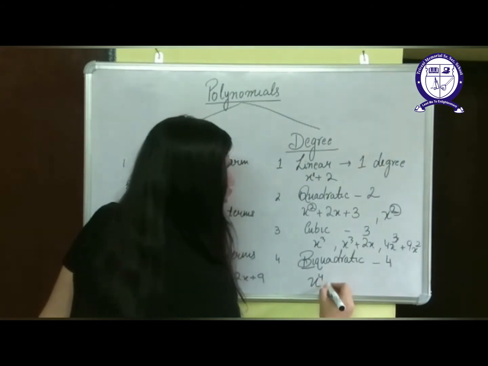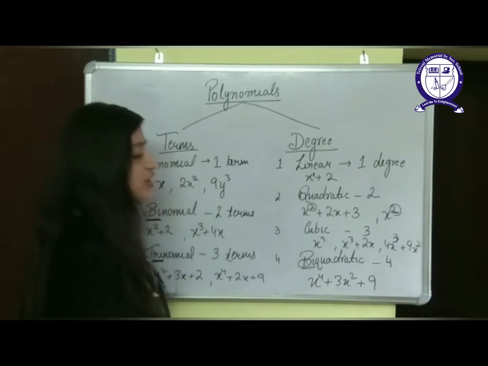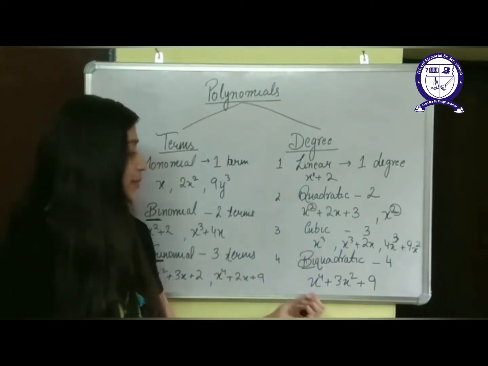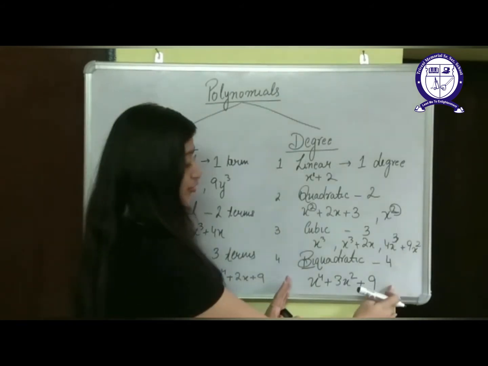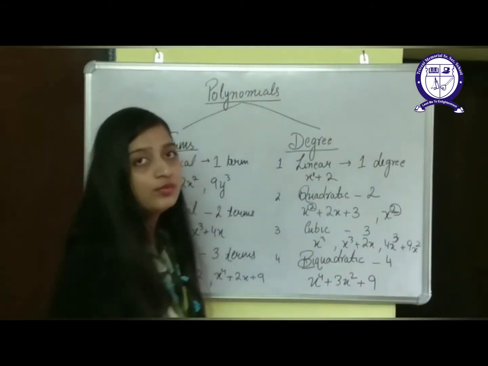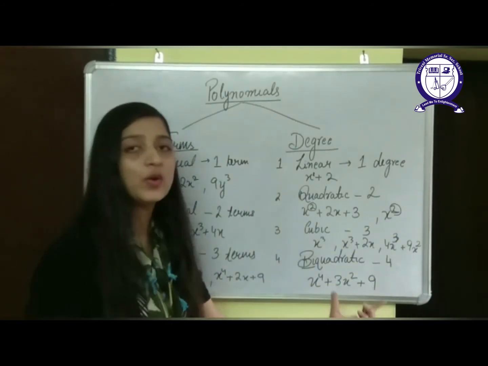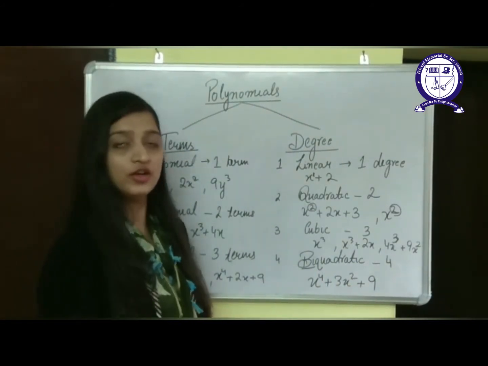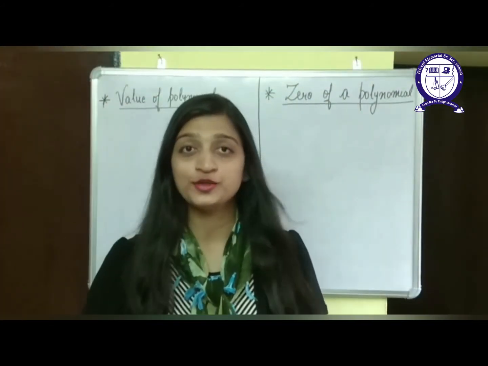x to the power 4 plus 3x square plus 9. This is a biquadratic polynomial because it has degree 4. But if I write this in the form of terms, then it is a trinomial. So it is a trinomial of degree 4. It is a biquadratic trinomial. Okay. Now coming to the very important topics related to polynomial.